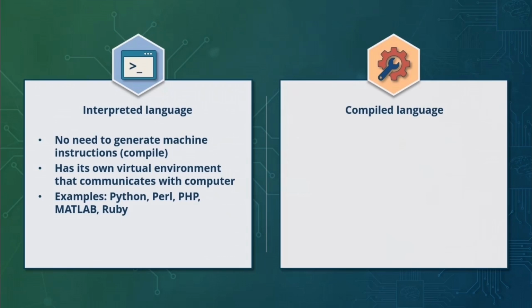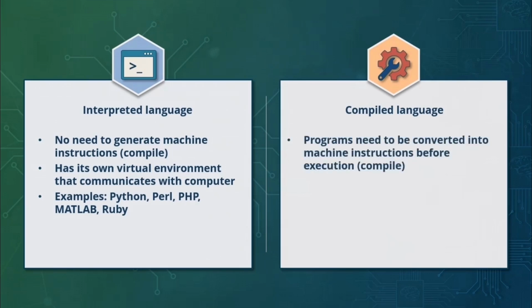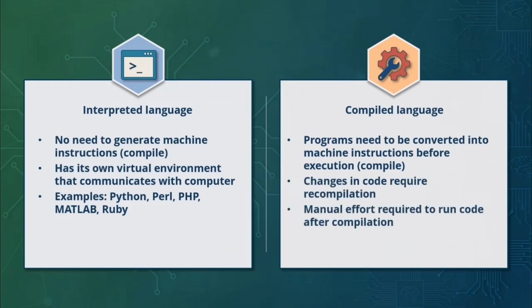In case of compiled languages, the entire code gets converted into object code, which needs to be converted into machine instructions before execution based on the system it is running on. Hence, a code which is working in one particular system might not work in another. So changes in code require recompilation. Once the code is compiled, it has to be manually executed. Languages like C, C++, Julia are good examples of compiled languages.